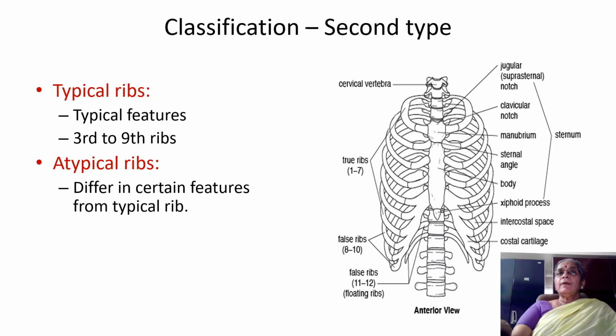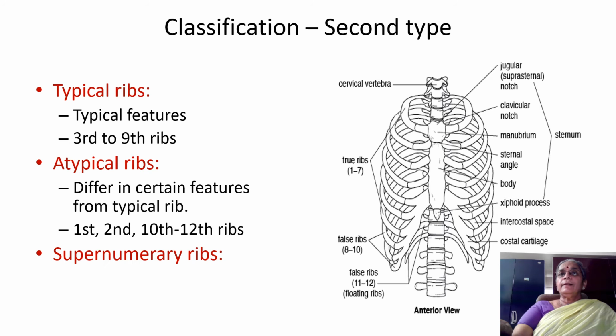Then there are atypical ribs. They have some differences in the features of a typical rib, so that's why they are called atypical ribs. Whichever is not typical is atypical. So what are they? The first, second, 10th, 11th and 12th ribs are atypical ribs. Now you know the second classification into typical and atypical ribs.